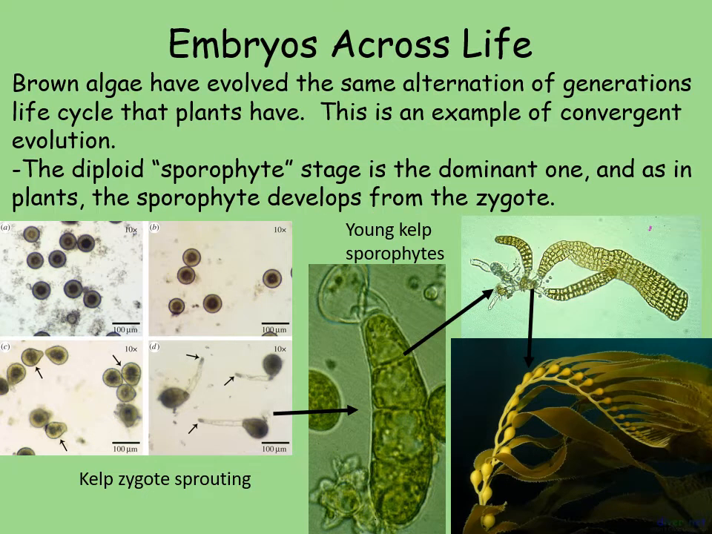In the case of brown algae, the diploid sporophyte stage is the dominant one. That's what you would see if you saw kelp. That's a sporophyte stage. And as in plants, the sporophyte develops from the zygote. So on the left here, we have these zygotes, these fertilized eggs sprouting. You can see the little sprouts coming off of it, becoming young, developing sporophytes. Here's another sporophyte in the middle, and eventually it develops into the equivalents of leaves, the blades, and then that will develop into the adult sporophyte kelp.